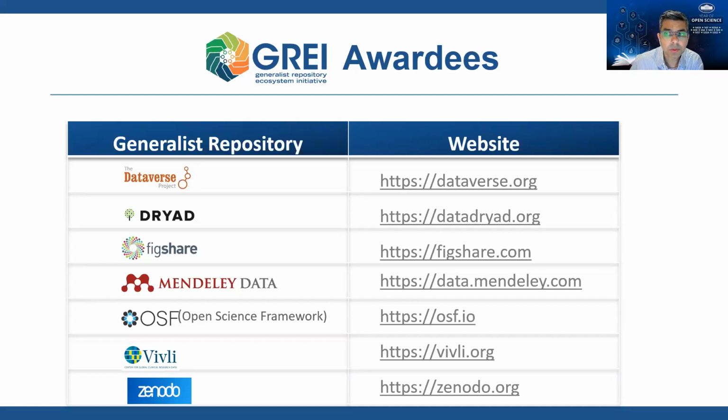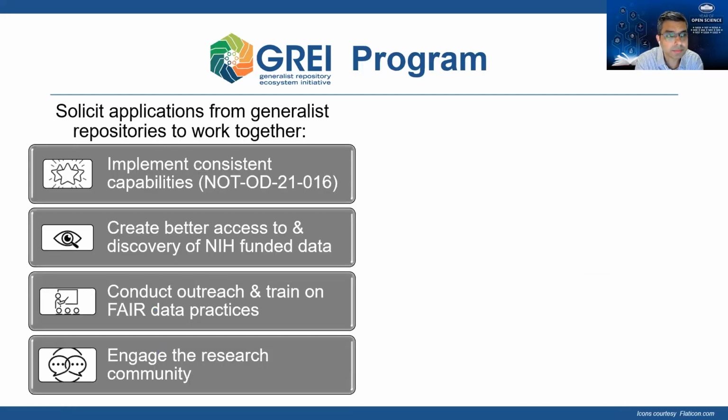The next slide shows you some of the objectives of what they're doing together, which is to implement consistent capabilities that was talked about earlier by some of the other speakers to address the desirable characteristics of repositories. And so what they've done is a self-evaluation of their own repositories and filled some of the gaps to make sure that they address these desirable characteristics. To create better access and discovery of NIH-funded data, how do we do that? How do we change and capture some additional metadata or make sure that the search capabilities are enabled to search by certain fields to be able to discover NIH-funded data better?